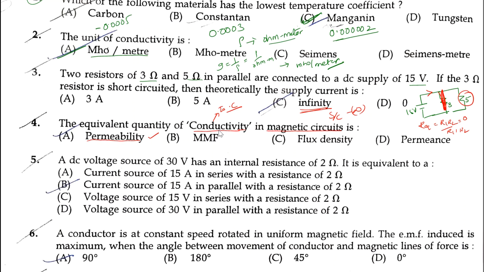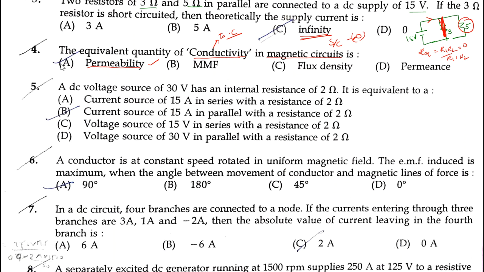Next one, fifth question here, a DC voltage source of 30 volts has an internal resistance of 2 ohms, it is equivalent to. So in the question they gave us a DC source. There is a DC source here like this and it has a series resistance. Voltage source means it should be in series. Here 2 ohms is given, and we have 30 volts, friends. Now we have to convert this into an equivalent current source.